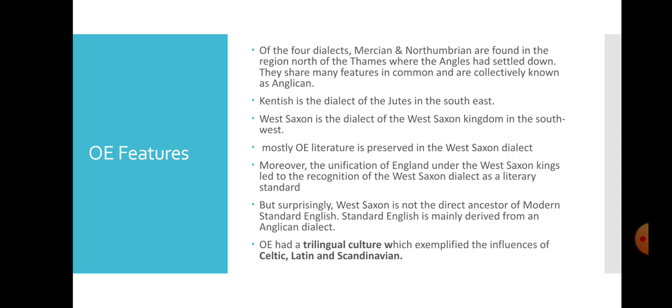Thus, Old English has a trilingual culture because of these tribes and the influence of the dialectal variations. This exemplified the influence of Celtic, Latin, and Scandinavian on English. Because Old English had a trilingual culture, there are influences of Celtic, Latin, and Scandinavian in the English language, and these influences we are going to deal with in the upcoming slides.